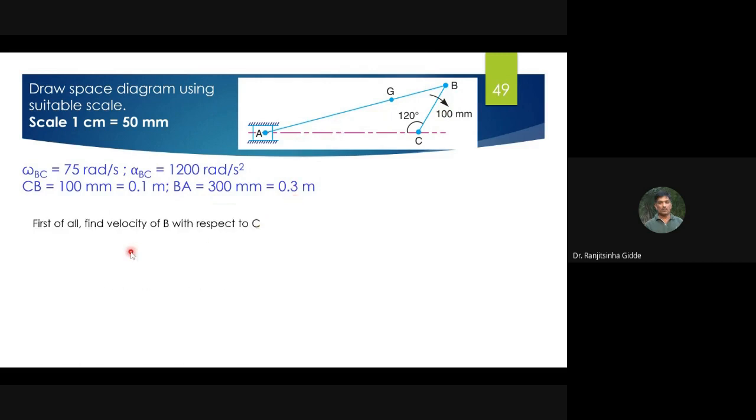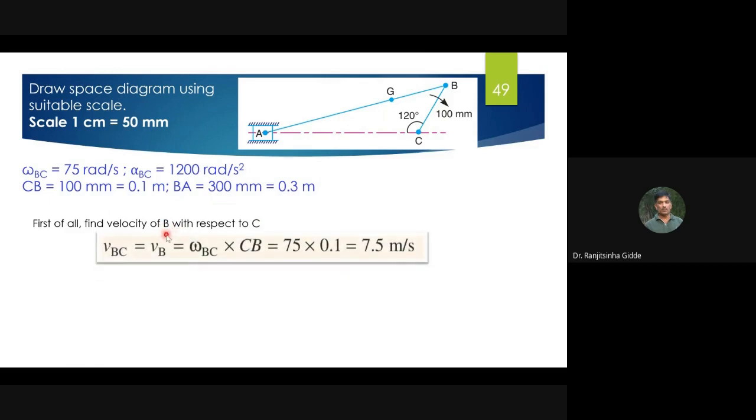Then first of all, we need to find out the velocity of B with respect to C. The angular velocity is given, which is 75 radian per second. So directly we can find out the velocity of this point B with respect to C. So VBC is equal to VB is equal to omega BC into CB. This length we need to put in meter. So we get 75 into 0.1, which is 7.5 meter per second.